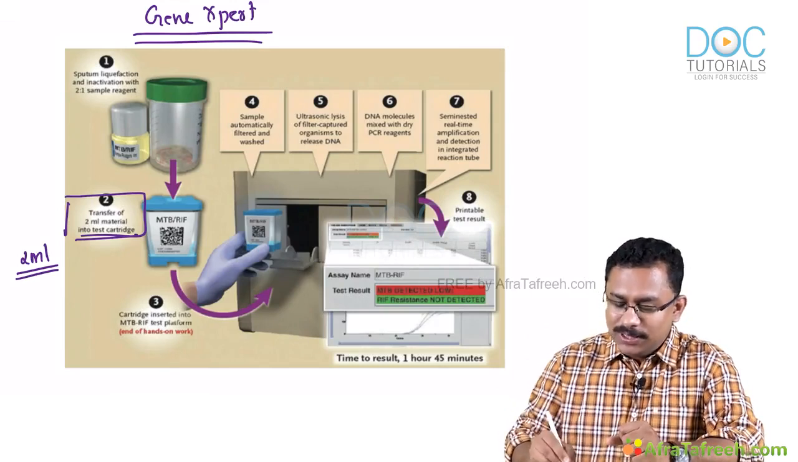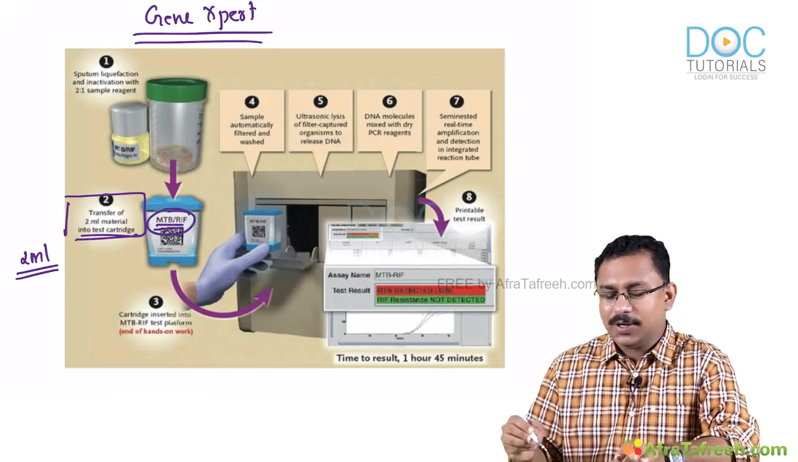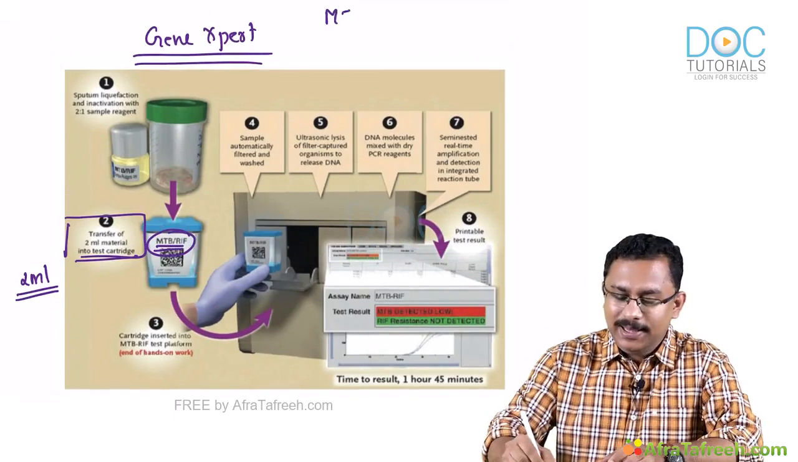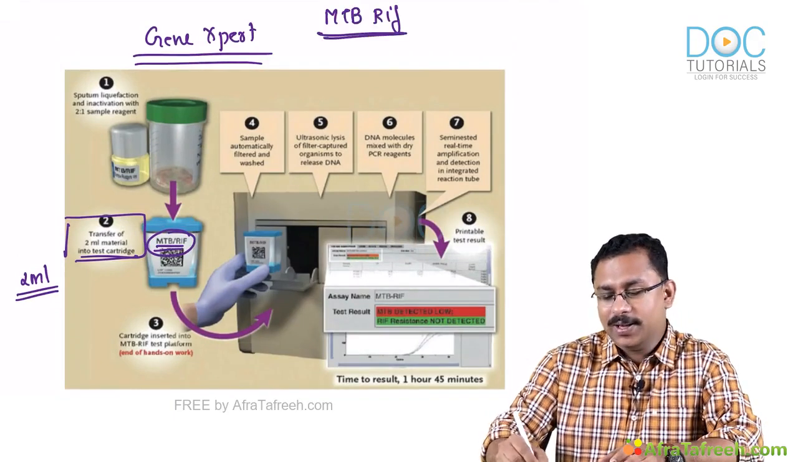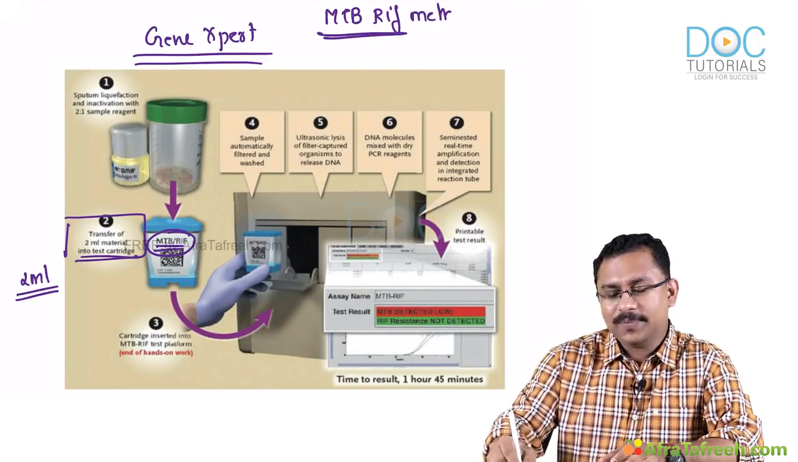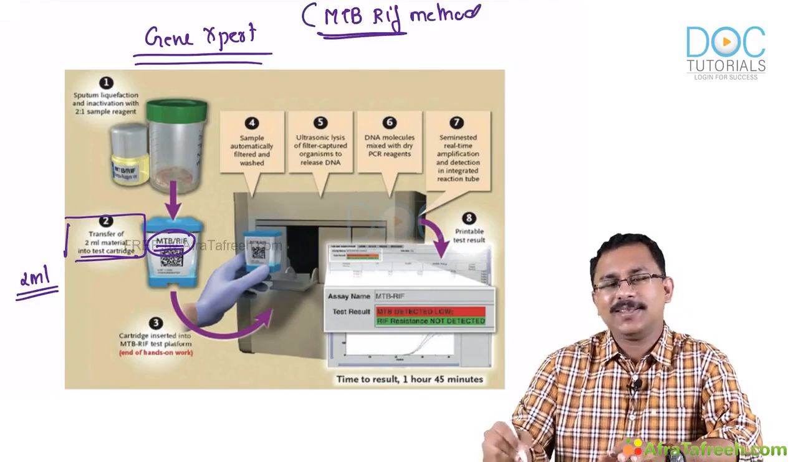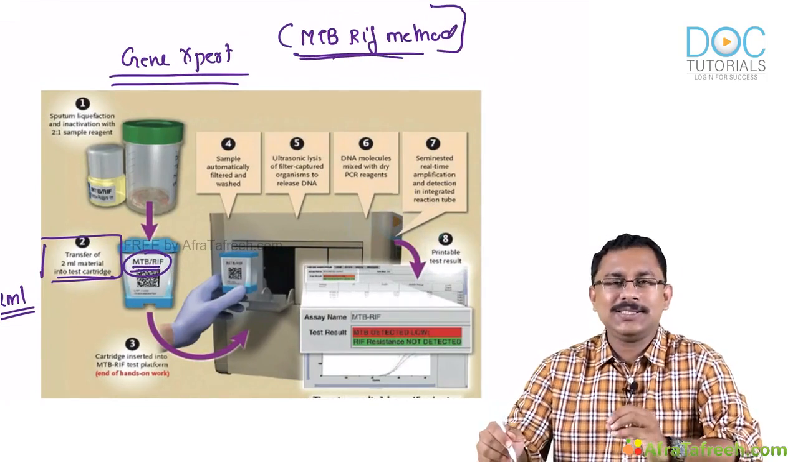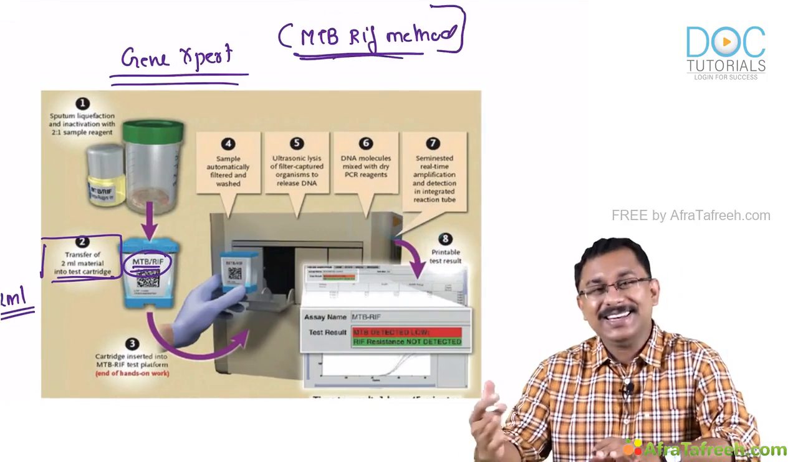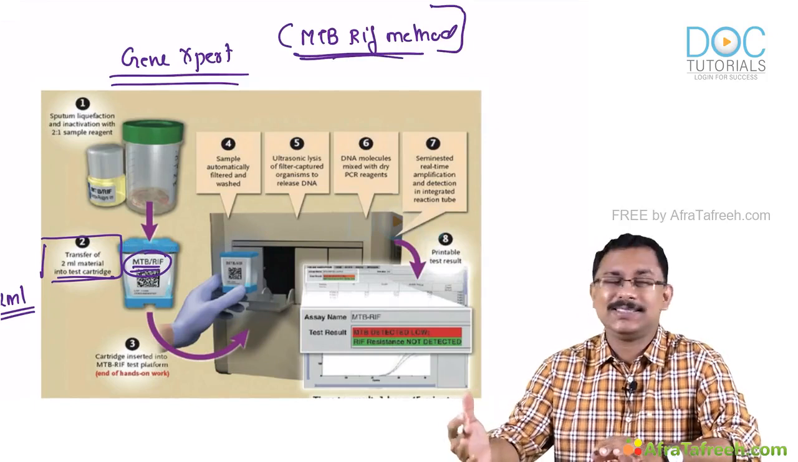You see, one more point I forgot to mention. This is also referred to as the CB-NAT MTB RIF method. Okay, MTB RIF method. So what is this MTB RIF method? It is that in addition to detecting your Mycobacterium tuberculosis, it will detect rifampicin resistance as well.